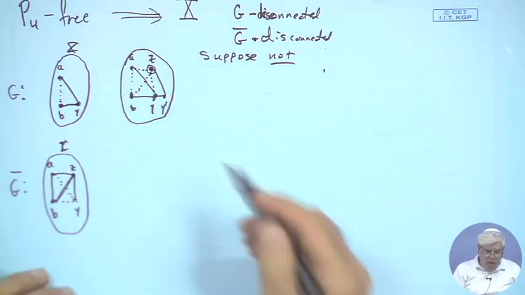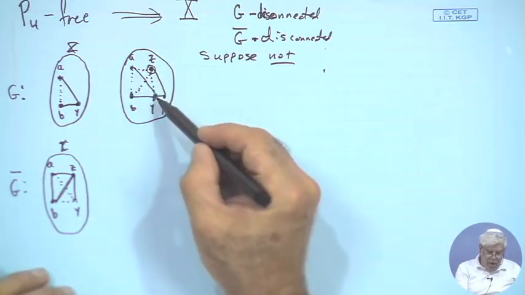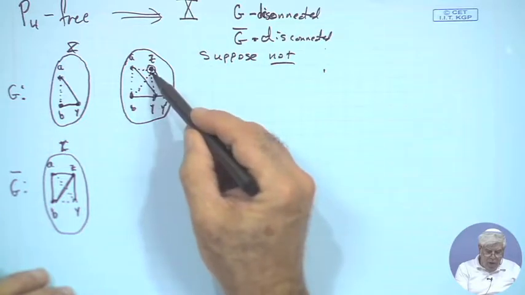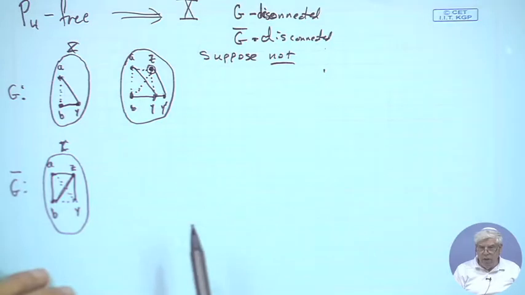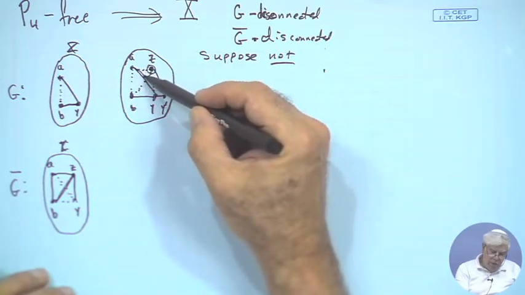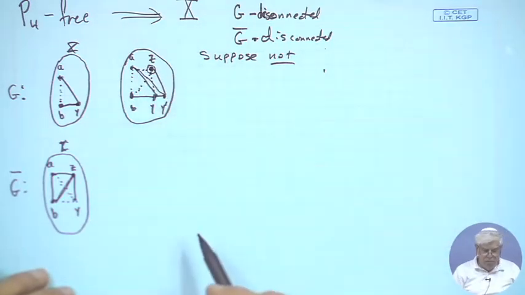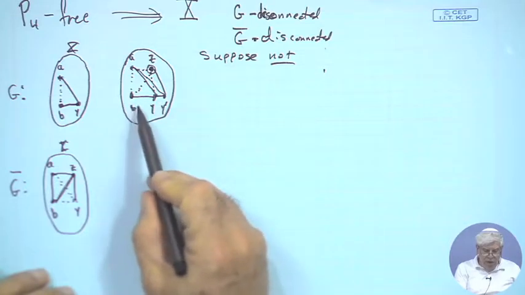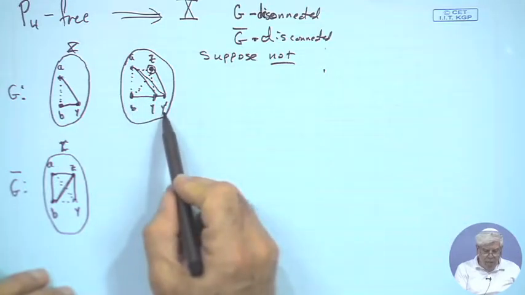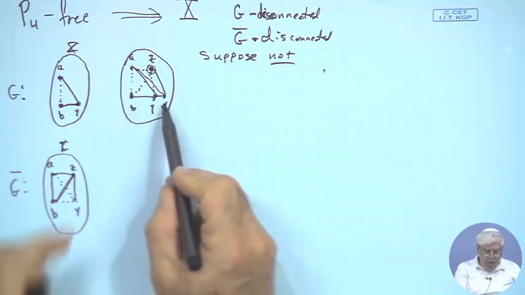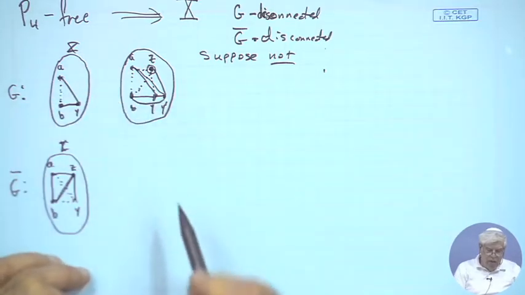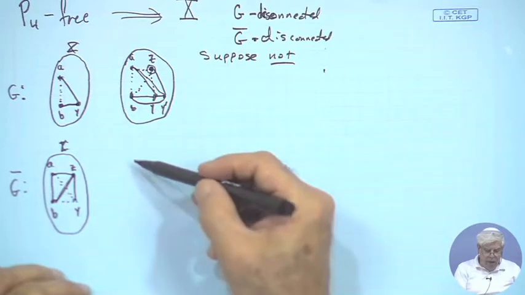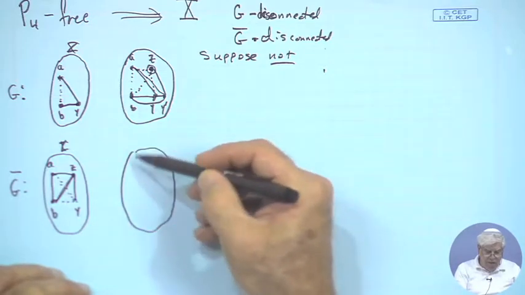And now, hop, hop, hop, no edge, no edge. So A and Y prime better be connected, otherwise I would have a P4. So this is connected. Similarly, down here, what about B to Y prime? Well, if it was missing, then I would have a different P4. So it is also connected. Now what's going on downstairs? Well, you can guess.